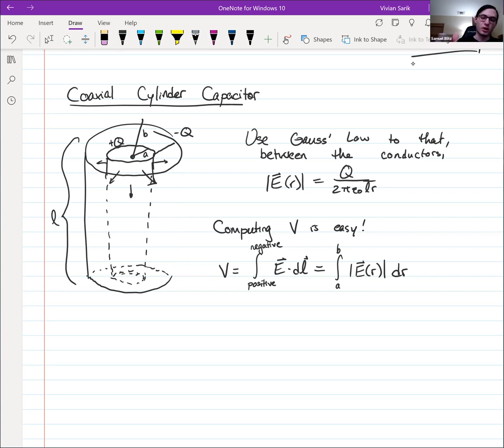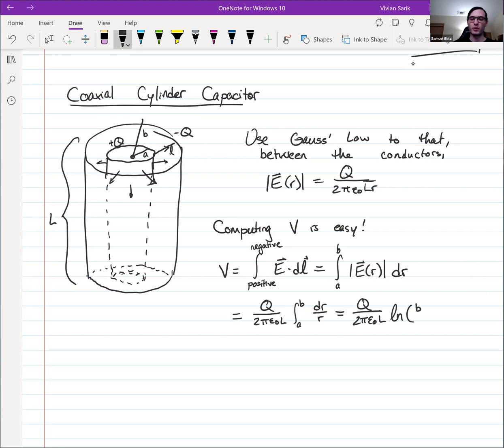Oh, that's a terrible letter. I'll call this capital L. And this will be our path L that travels from one cylinder to the other. And so when we take the dot product, dl just becomes dr. And so now we can just do this integral. So this is Q over 2 pi epsilon naught, capital L, from A to B of dr divided by R. And so the integral becomes Q over 2 pi epsilon naught L times the log of B over A.